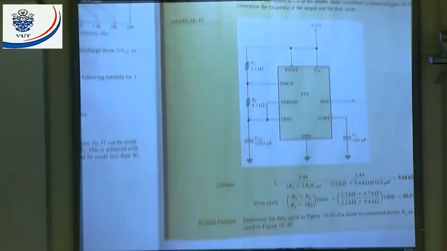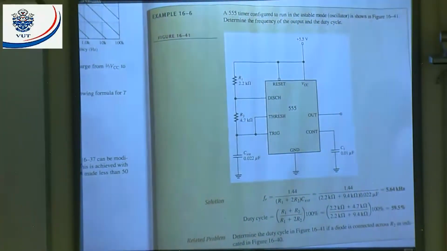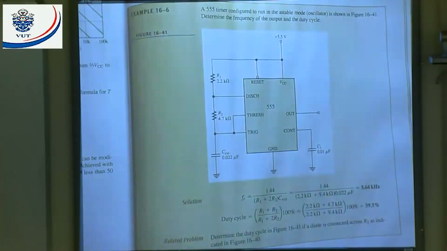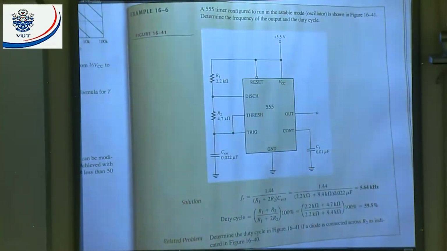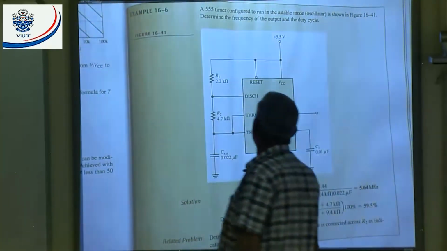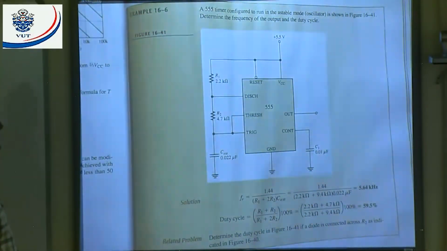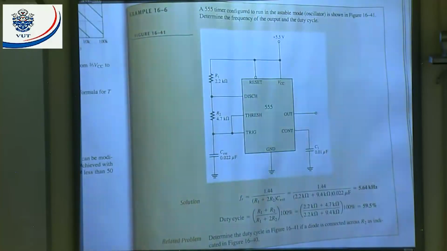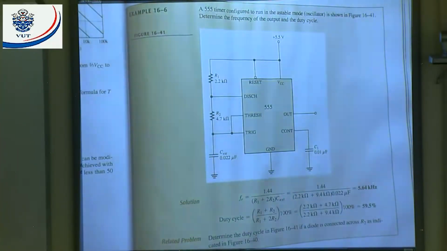Let's have a look at example 16.6. They say a 555 timer is configured to run in astable mode. The oscillator is shown in figure 16.41. Determine the frequency of the output and the duty cycle. First of all, they use the formula to determine the frequency, and that's 5.64 kilohertz. For the duty cycle, they use the resistor values, and they get a duty cycle of 59.5%.